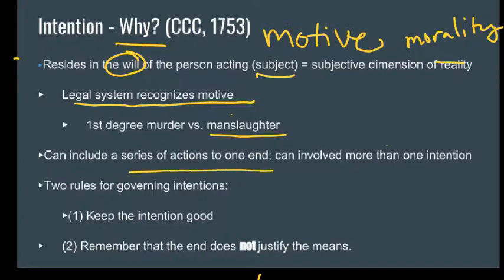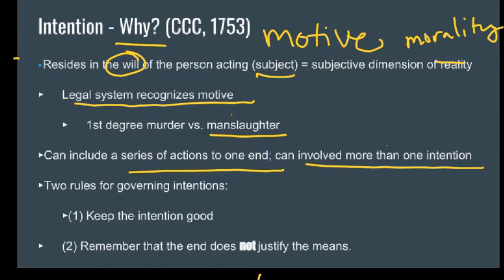This can include a series of actions to one end, and it can involve more than one intention. An example that you might use is perhaps someone's going to rob a bank. There's going to be a series of actions. They get in their car and they drive to the bank. At that point, they haven't intended the robbery. So there's a series of actions with different intentions.